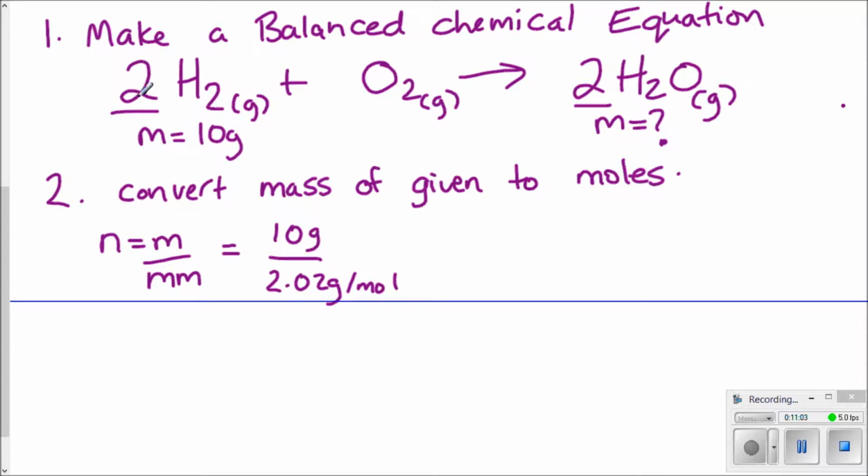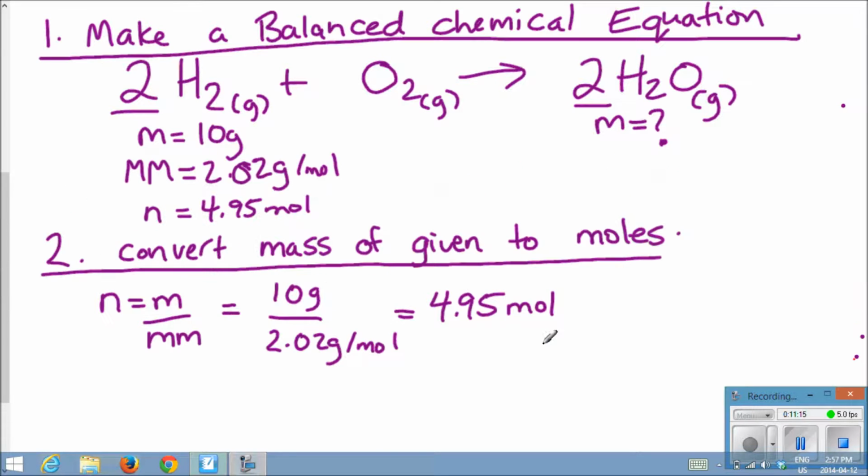Notice how I didn't multiply this 2 in, okay? Just 1, 2. And so therefore, if we divide that, we get an answer. I have 4.95 moles of hydrogen gas. So as you can see, I've written my information below hydrogen right here. Now what we want to do is eventually find our mass for H2O. So we are going to have to go from H2 to H2O.